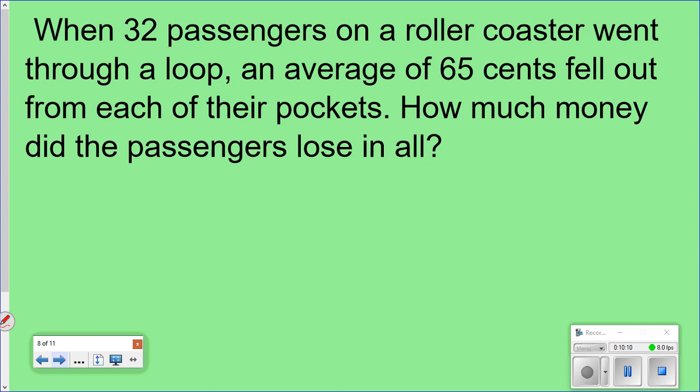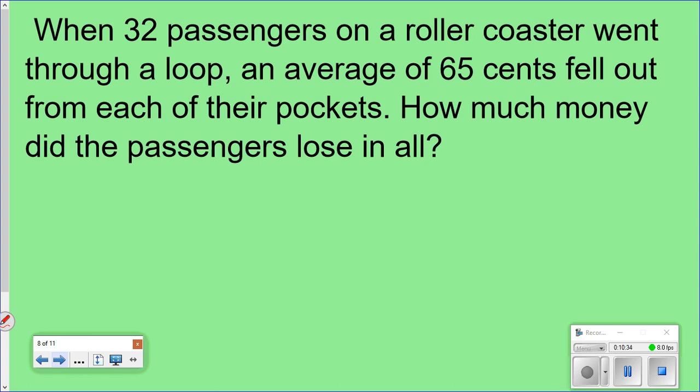It says, when 32 passengers on a roller coaster went through a loop, so if you've ever gone on a loop on a roller coaster upside down, an average of 65 cents fell out of everybody's pocket. That's a lot of money. And that's an average, so it could be more, it could be less. But an average of 65 cents fell out of everybody's pocket when they went through that loop. How much money did the passengers lose in all?